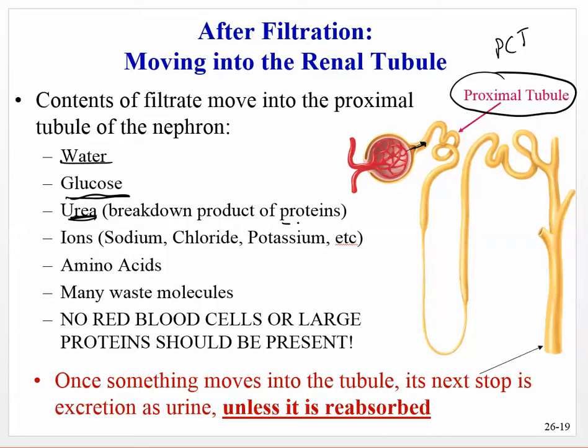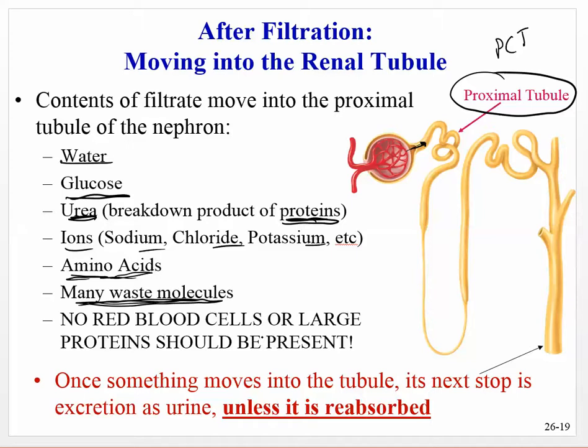Urea, which is a breakdown product of proteins. We're constantly breaking down proteins, and we form something called urea, which they've named after the urine because that's where it's found. Ions are in there: sodium, chloride, potassium. Amino acids, whether they come from breaking down proteins or they just haven't been built up into proteins. There are amino acids in your blood, and those can move through there. And there are lots of different waste molecules. I'm not going to go through any because right at the moment I can't think of any, but there are lots of waste molecules that are formed. Acetate is one.